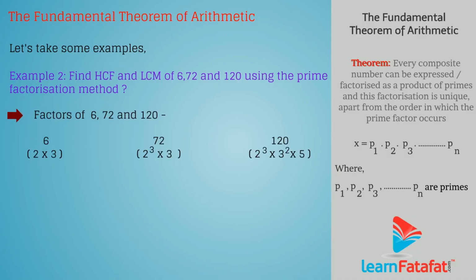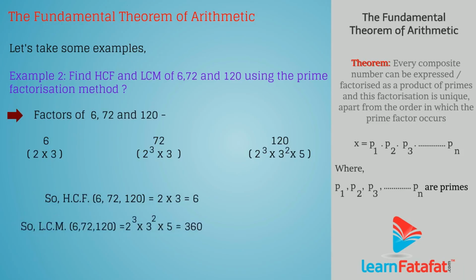Factors of 6, 72 and 120. Therefore, HCF of these numbers is 2 into 3, that is 6, and LCM of these numbers is 2 cube into 3 square into 5, which is equal to 360.